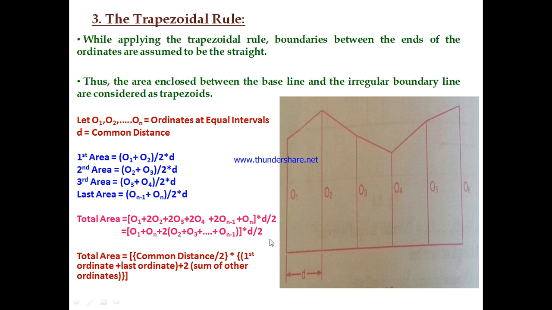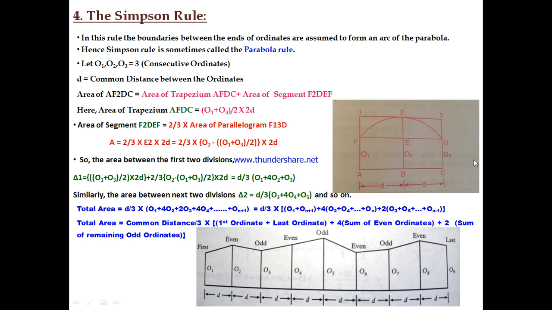Okay, so you can compile the formula as: total area will be equal to common distance D by 2, multiplied by the summation of the first and last ordinate plus twice the sum of the other middle ordinates. In this manner you can calculate the area by the trapezoidal rule. Let's move to Simpson's rule.